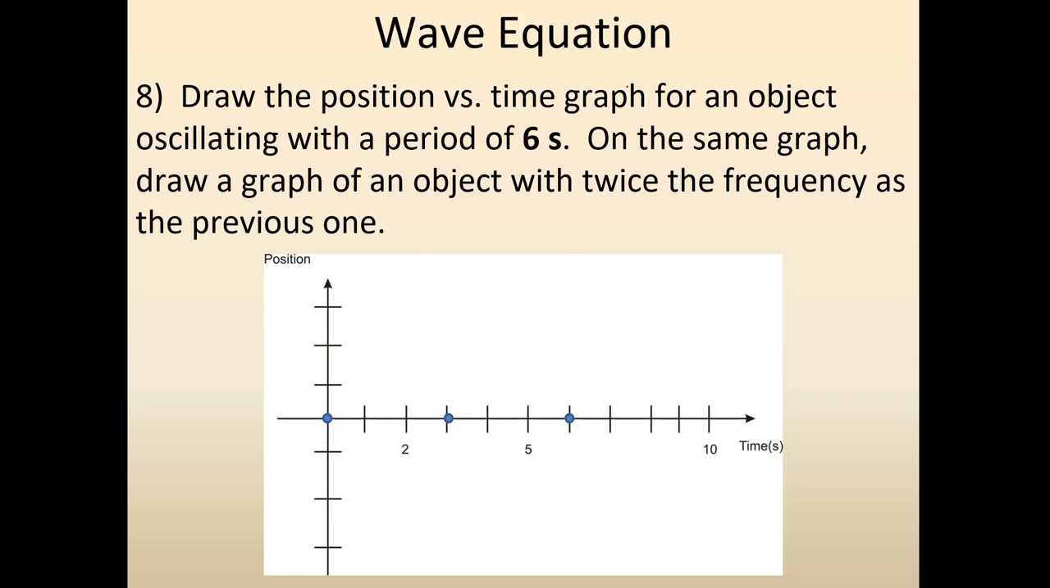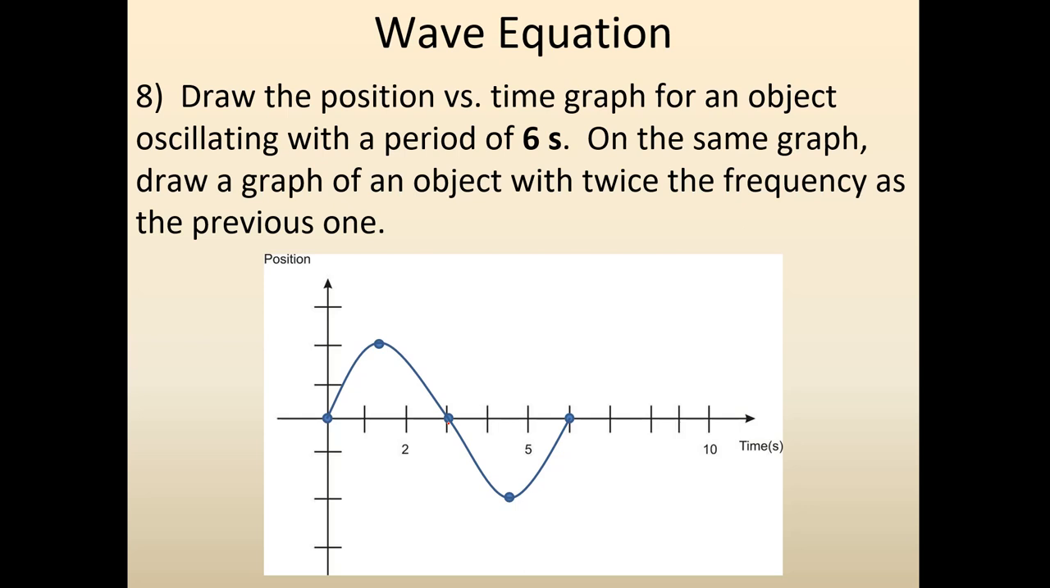Then my amplitudes are going to occur halfway between these points. So halfway between 0 and 3 is 1.5. I'll make that the positive amplitude, not that it matters. Halfway between 3 and 6 is 4.5. So that's the other amplitude. And then I just connect the dots, and I end up getting a sine curve. So this is going to be my first period of 6 seconds.